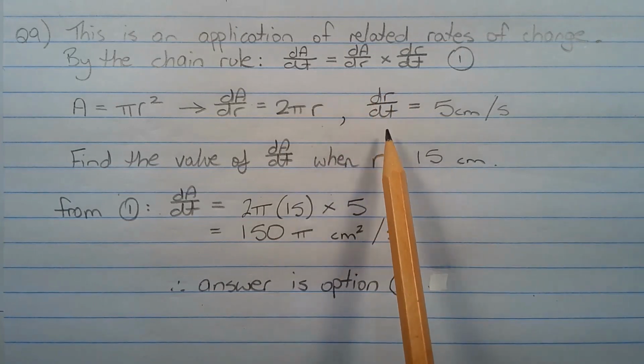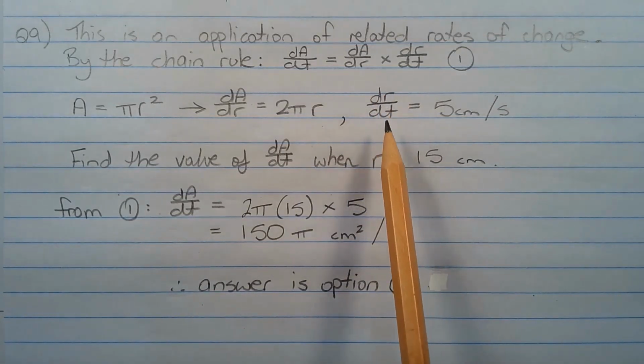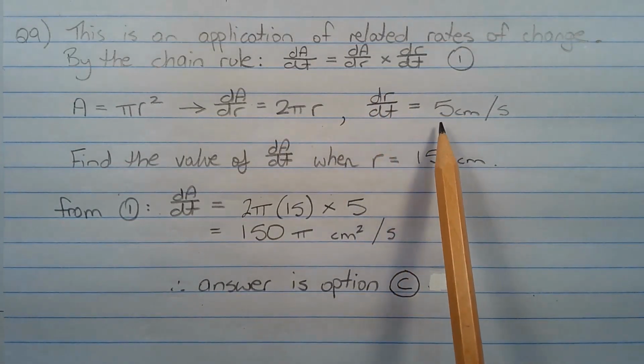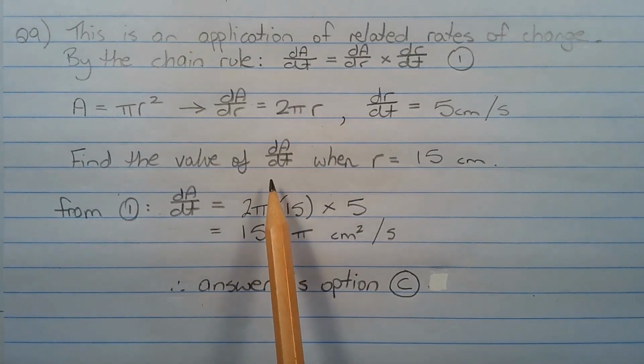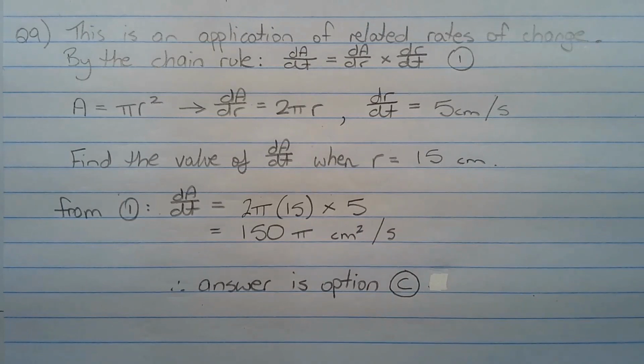Now dr/dt, which is the rate of change of radius with respect to time, is given as 5 centimeters per second. We want to find the value of dA/dt when r is equal to 15 centimeters. So from equation number 1, dA/dt is equal to 2 pi r, where r is 15, so it's 2 pi times 15 multiplied by dr/dt, which is equal to 5, and that equals 150 pi square centimeters per second. Therefore, the answer is option C.